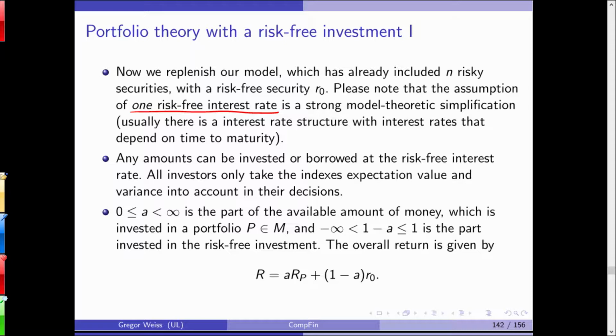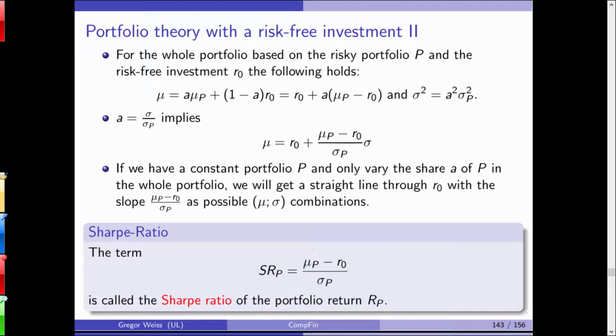Any amounts of capital can be invested or borrowed at the risk-free interest rate, and all investors only take the index's expectation value and variance into account in their decisions. A, between 0 and infinity, is the part of the available amount of money which is invested in a portfolio, and 1 minus A is the remaining part that is invested in the risk-free security. Then the overall return is of course given by R equals A times the return on the portfolio plus 1 minus A times R0. It's actually quite simple. For the whole portfolio, based on the risky portfolio, P, and the risk-free investment, we have, again, mu equals A times the portfolio mean return plus 1 minus A times the risk-free rate, which is equal to the risk-free rate plus A times the mean return on the portfolio minus the risk-free rate.